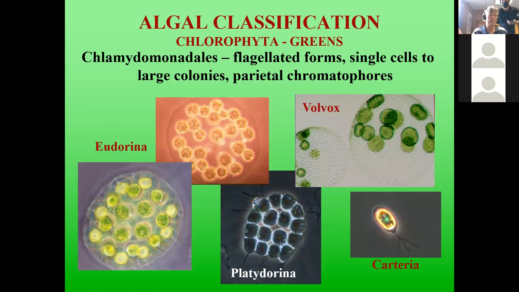All right, so major groups within the greens. Chlamydomonadales are the flagellated forms. Chlamydomonas, which I'm not showing here, is just a little round green thing with two flagella of even length. Uterina: a bunch of Chlamydomonas decided to cohabitate. Now you get this ball that moves around.